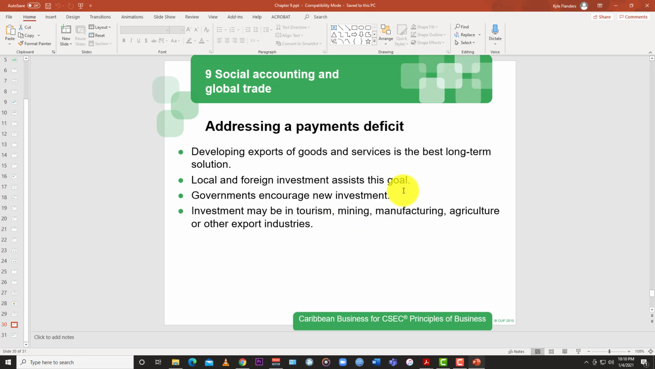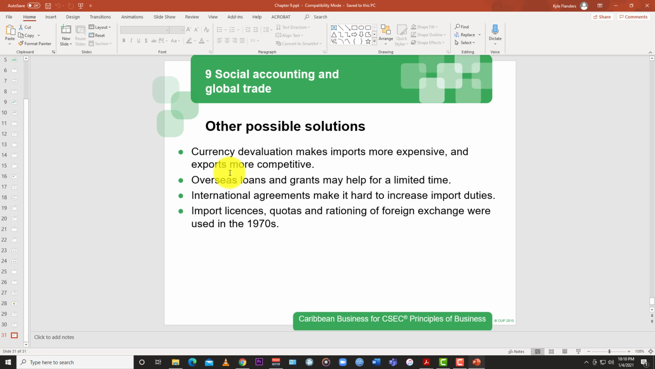Investment may be in tourism, mining, manufacturing, agriculture, or other export industries. So that's what we were saying earlier. Other possible solutions: currency devaluation makes imports more expensive and exports more competitive. So let's break down this one here.